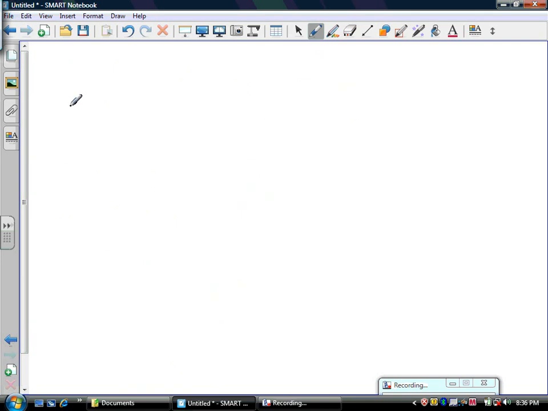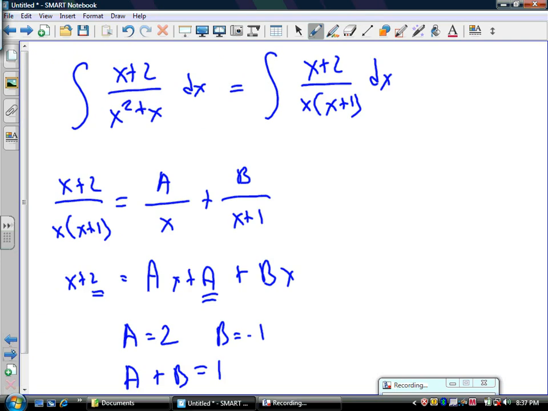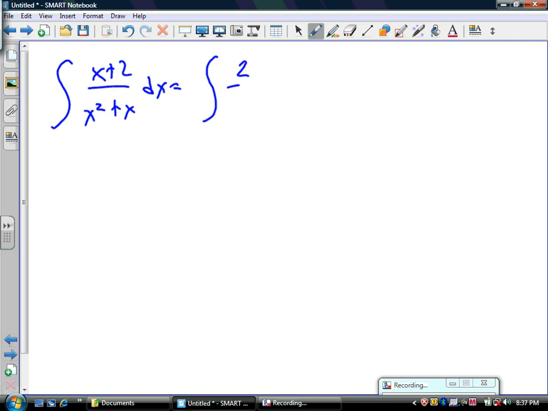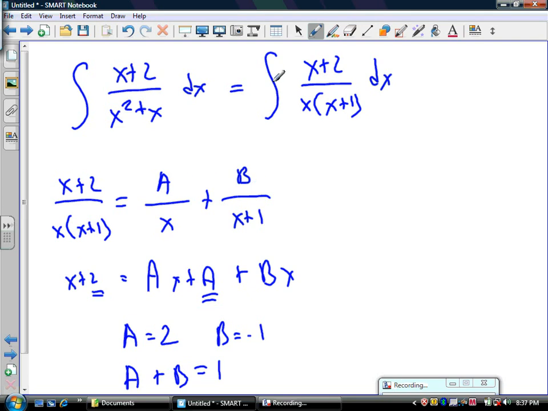I'm going to say, okay, the problem was the integral of x plus 2 over x squared plus x dx can be rewritten as the integral of a, which, well, what was it? 2, right? A is 2 and b is negative 1, right? A, which is 2 over x, plus a negative 1, right? So minus the integral of 1 dx over x plus 1. So there's a dx here, there's a 1 dx here. All I did was I put in the 2 and the negative 1, and I put the integral and the dx back in.